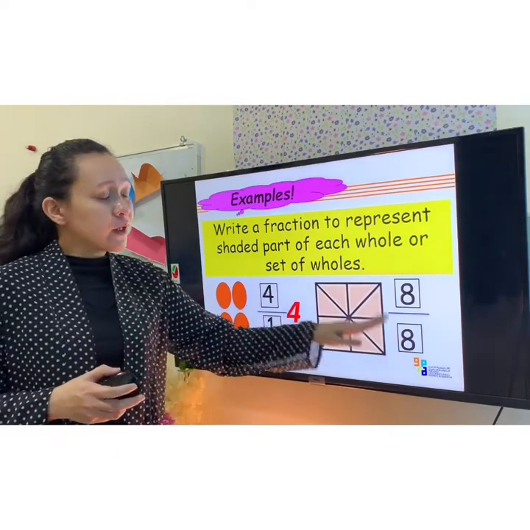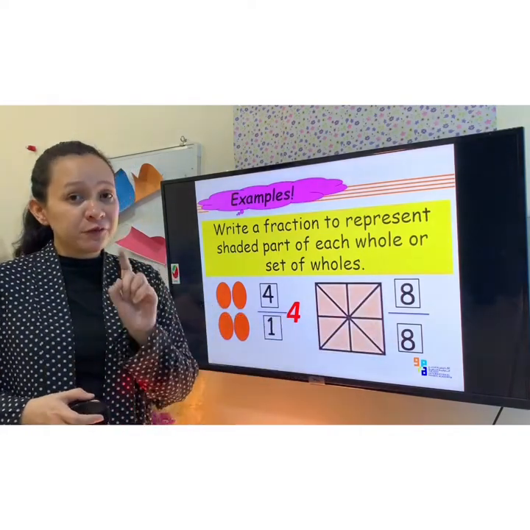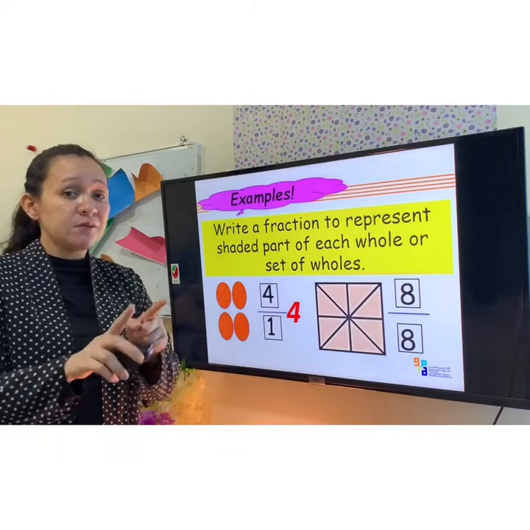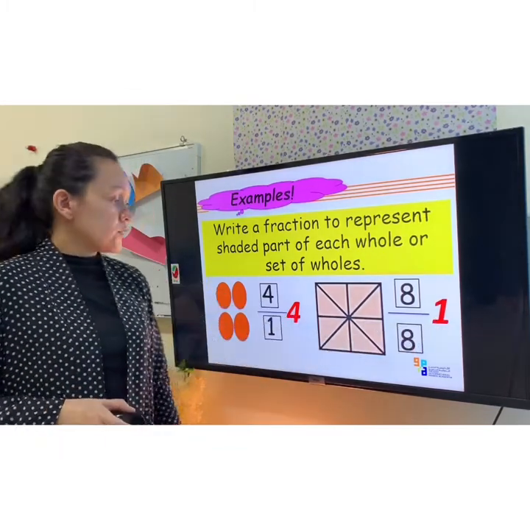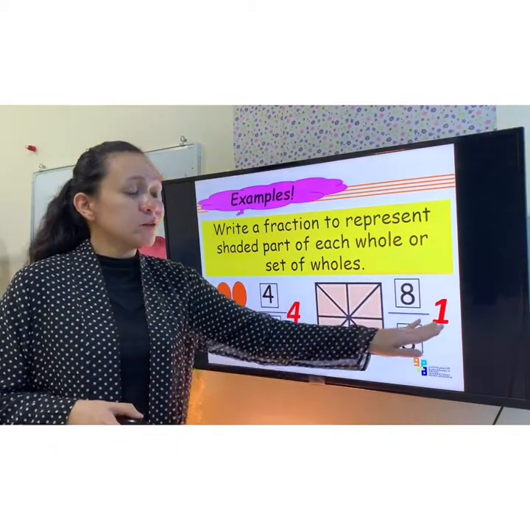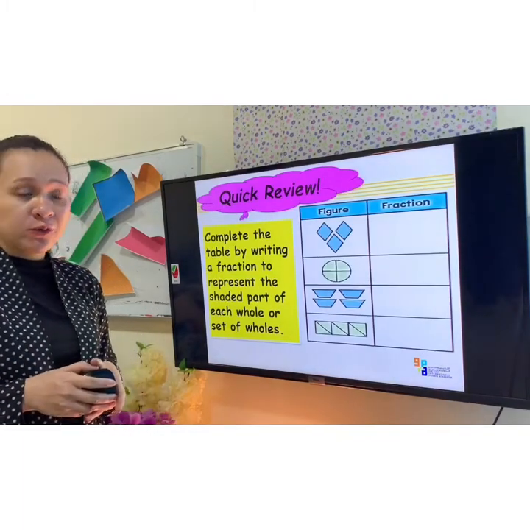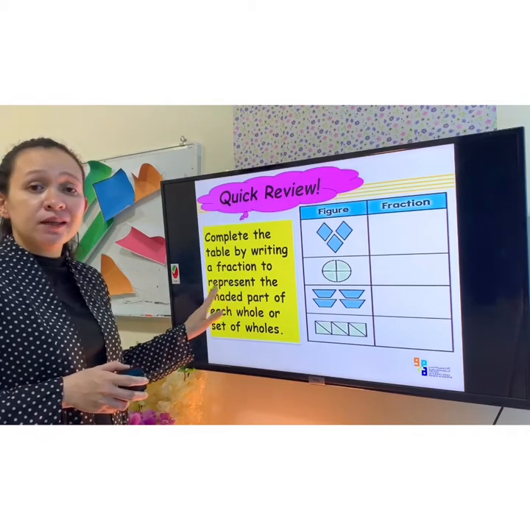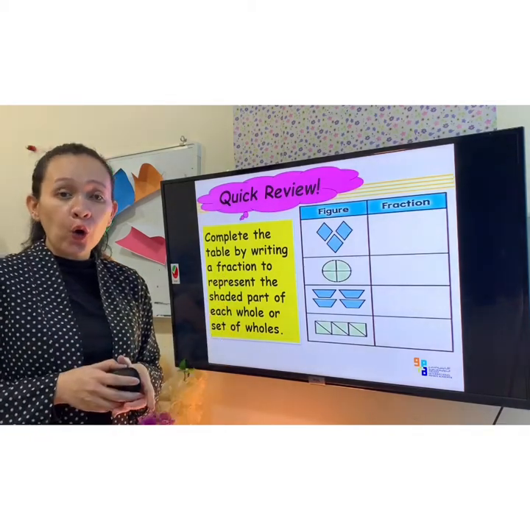Now let's move here to our next figure. Now 8/8. Remember the first rule? If the numerator and denominator are the same, the fraction is equivalent to 1. So 4/1 is equivalent to 4, and 8/8 is equivalent to 1. Now let's have our quick review. Complete the table by writing a fraction to represent the shaded part of each whole or set of wholes.